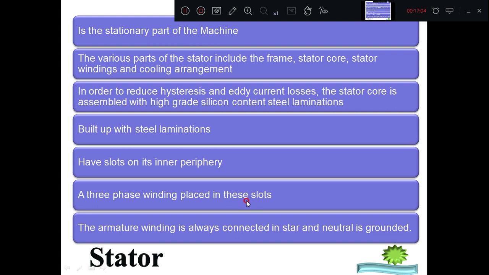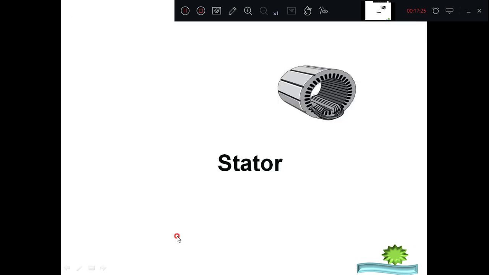In the armature, we have a 3-phase winding: R winding, Y winding, and B winding. The armature winding is always connected in star. It is very, very important. We never connect the armature winding in delta. It is always connected in star, and the neutral is grounded. I'll show you what the stator actually looks like.